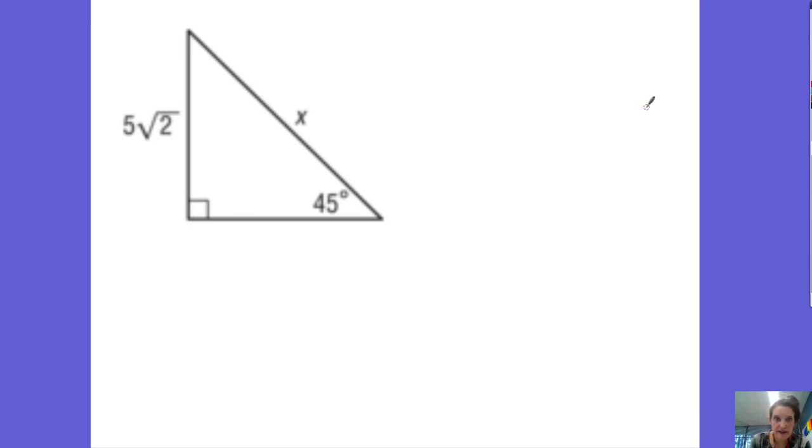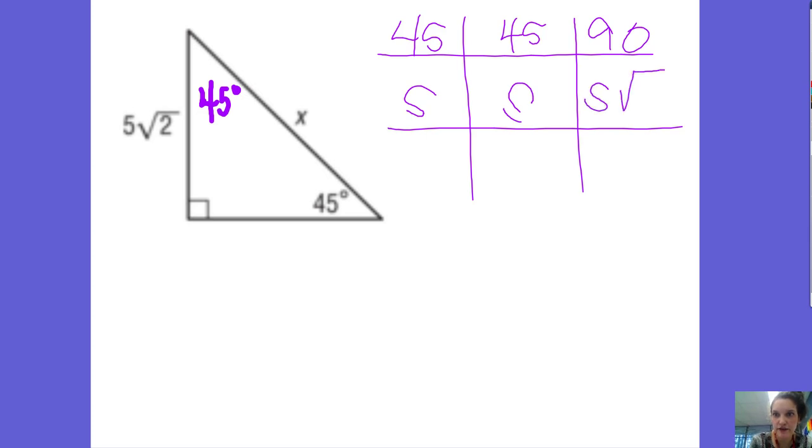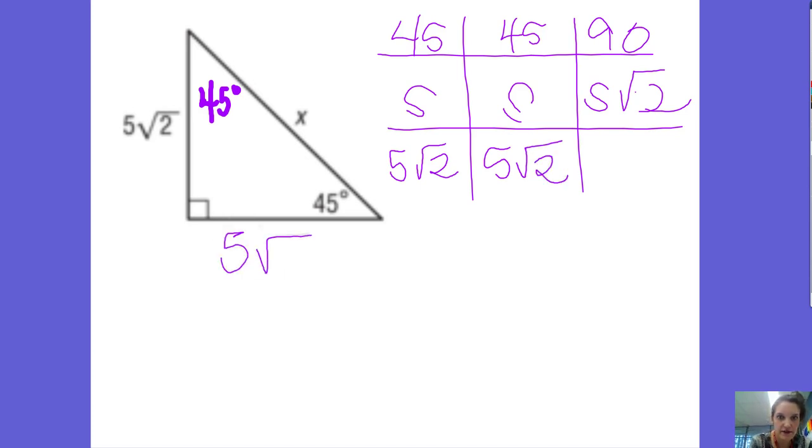In this example, we have a 45, 45, 90 triangle, and we know one of the legs is 5 root 2. So let's set up our chart. Across from the 45 is S root 2. So the side across from the 45 is 5 root 2, so that's our S. So it's 5 root 2, 5 root 2, which means this side is also 5 root 2. And now we're going to try and find our hypotenuse.